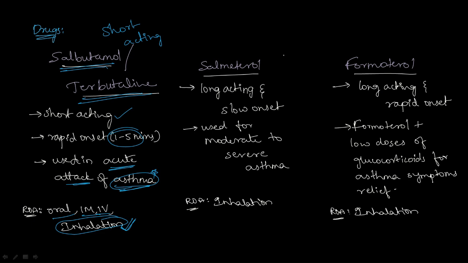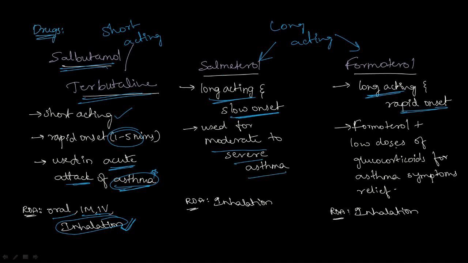And under long acting drugs we have salmeterol and formoterol. Salmeterol is a long acting and slow onset of action drug, whereas formoterol is a long acting and rapid onset drug. Salmeterol is used in moderate to severe asthma. Formoterol is used along with low doses of glucocorticoids for the relief of asthma symptoms. Both these drugs are inhaled.